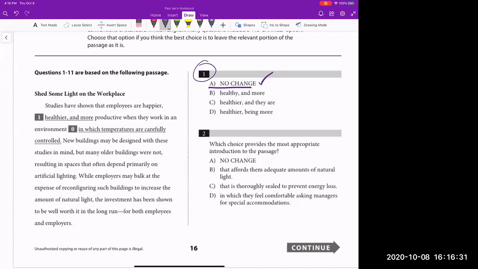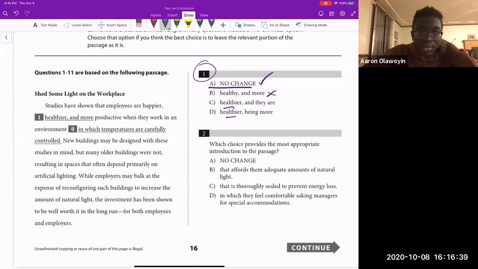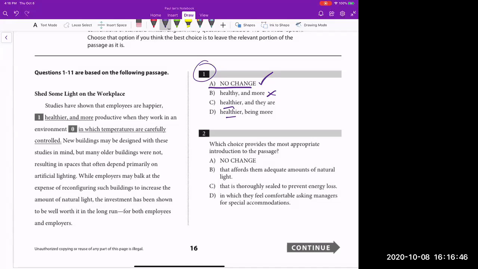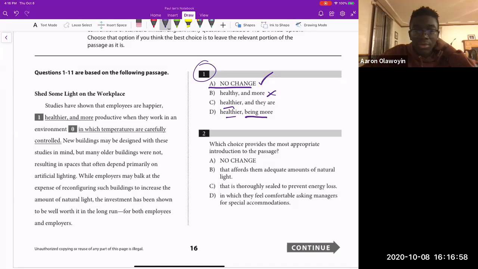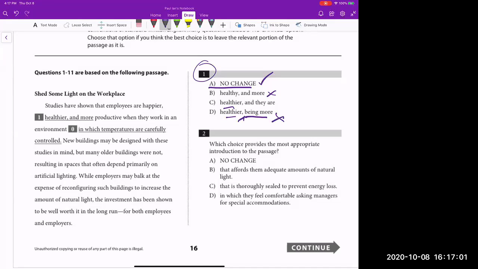But why not these ones though? So this one is gone. Do you need a comma for C if you already have a subject? If you have a subject, you do need a comma. If you don't have a subject, for this one, I think this is pretty bad, because it says happier, healthier, and then it should have been happier and healthier. So this one's gone because there's nothing here.